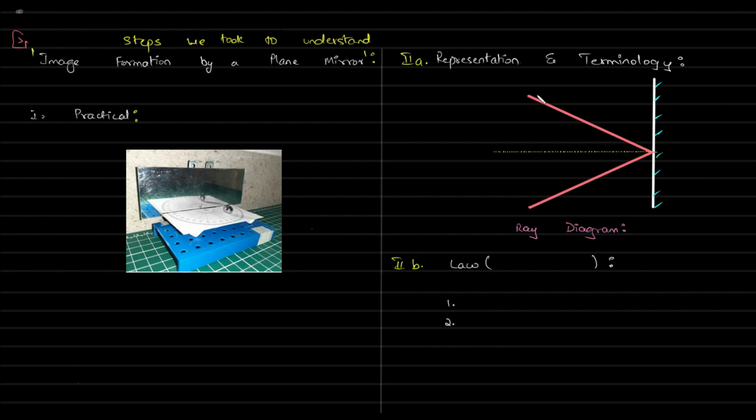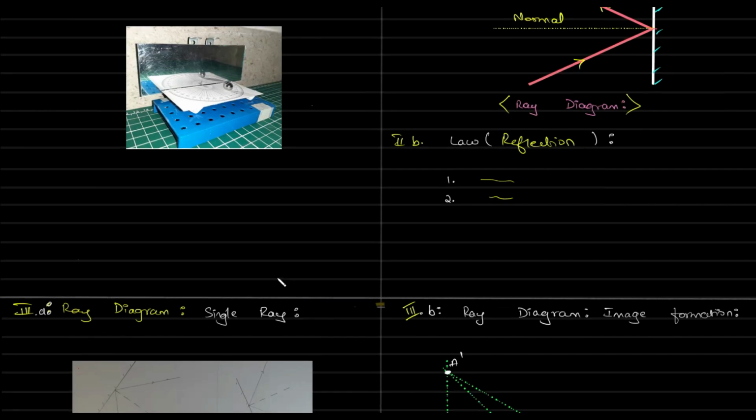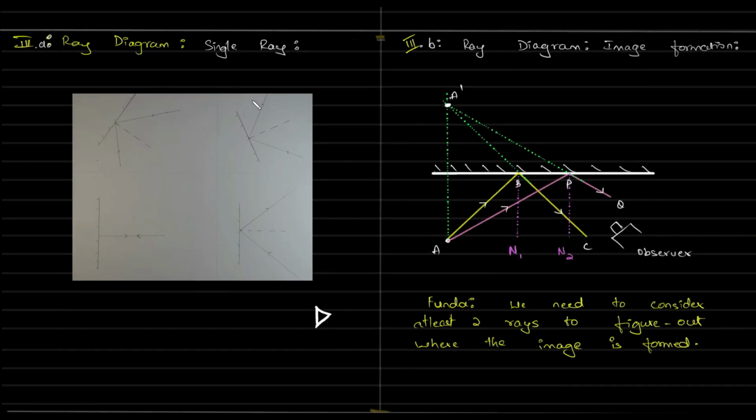With this understanding, I started talking about representation and the terminologies. That is, I spoke about the incident ray, a mirror, the reflecting surface and the non-reflecting surface. Then the reflected ray and the normal, and I call this a ray diagram. The law that we used to understand this was the law of reflection, and we spoke about two parts of the law as well.